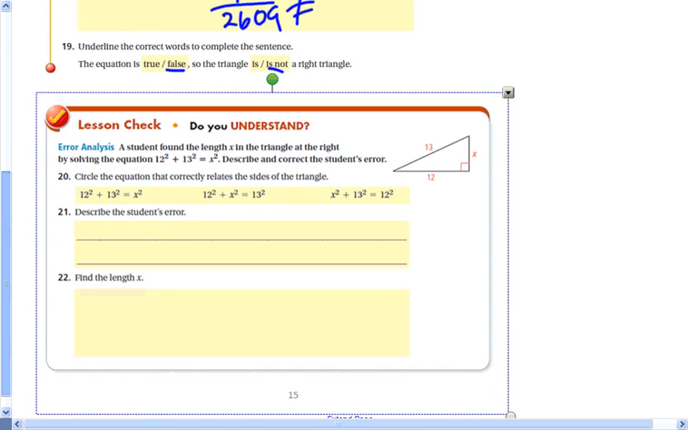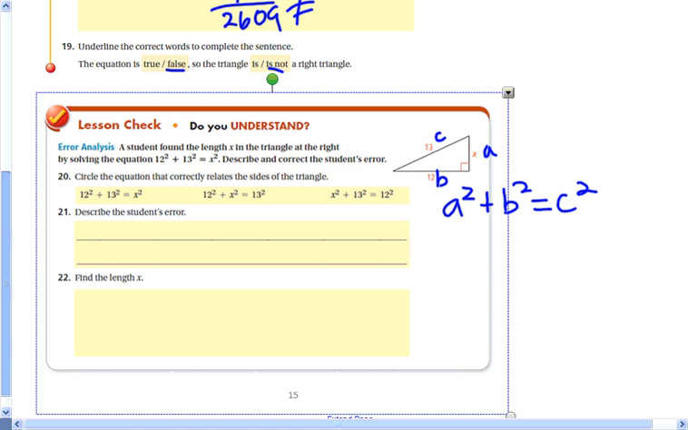All right. Error analysis. A student found the length x in the triangle at right by solving 12 squared plus 13 squared equals x squared. Describe and correct the error. All right. Circle the equation that correctly relates these. Remember, we have a squared plus b squared equals c squared. C is the longest side, so that's up there. B can be either one, and A is here.